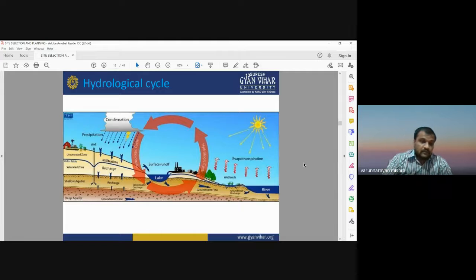The hydrological cycle will provide you information about the precipitation, rainfall pattern, the condition of the lakes, and different water qualities in rivers and underground water quality. So this is also an important factor, one of the important natural factors that should be taken into consideration before any kind of site selection.